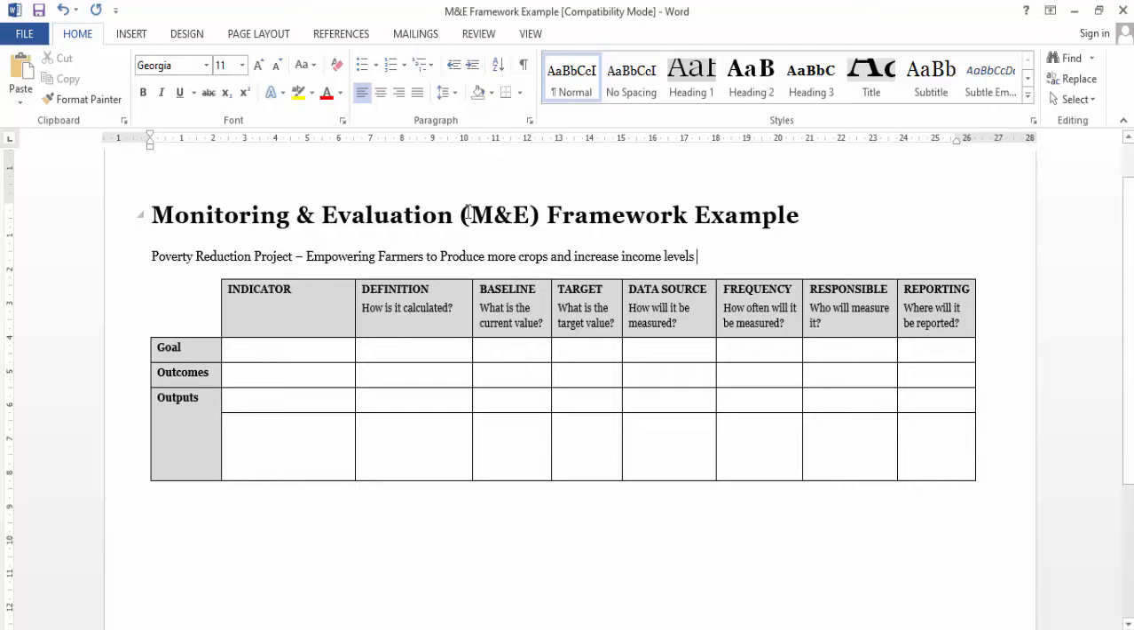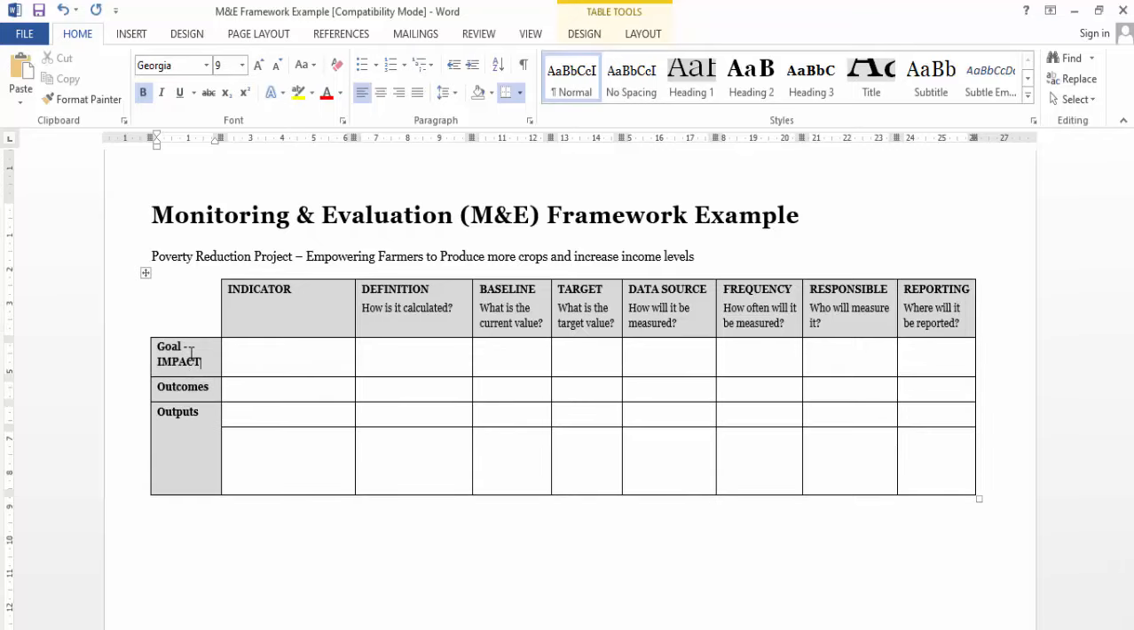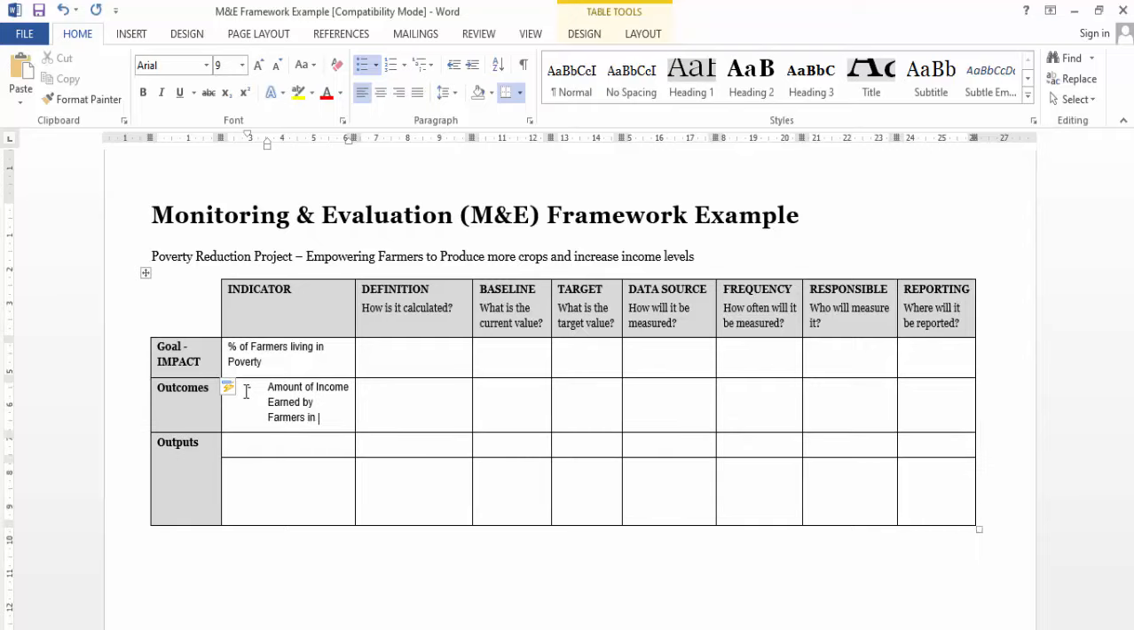I've seen projects like this before, but because I made the mistake of getting the wrong logical framework matrix, I'm just getting this out of my head so that we can understand this example clearly. So definitely the indicator at this level, at goal level, which is also known as impact level, is maybe percentage of farmers living in poverty. Okay, so now below that is perhaps you want to know the indicator, maybe we can say amount of income earned by farmers in USD. Okay, so this could be one.